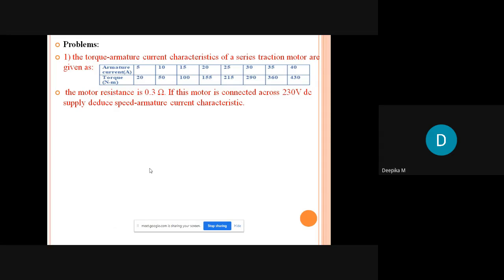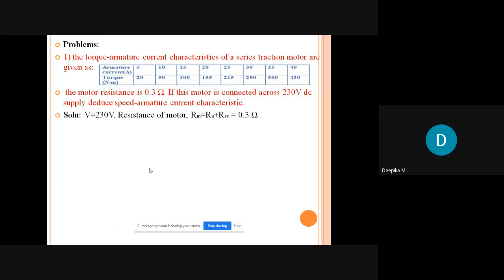Here they have given the armature current and the torque tabulation, that is, the torque readings. But we have to calculate the speed armature current characteristics, and also we have to plot the speed armature current characteristics. First, let us list out the data.